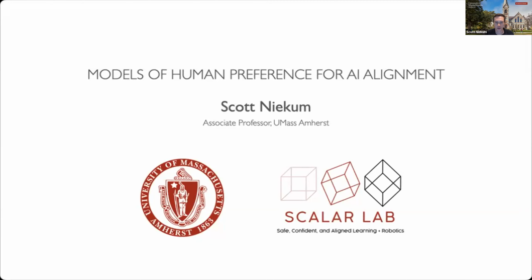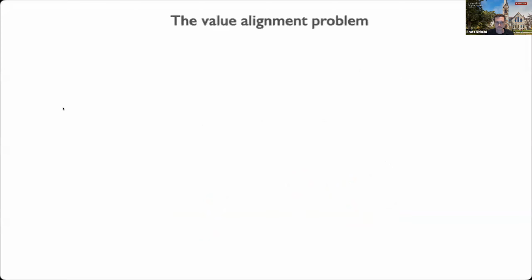So today I want to talk a little bit about some of my lab's work on value alignment for AI systems and some of the ways that I think that relates to social intelligence. So first, what do I mean by alignment?